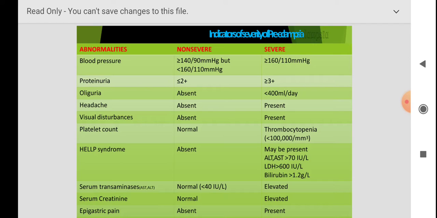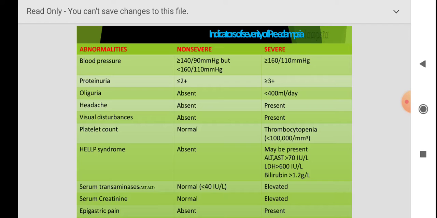The preeclampsia. When the BP is more than 140/90 but less than 160/110, it's called non-severe. When it is more than 160/110, it is severe. Proteinuria, if it is less than or equal to 2 plus on dipstick examination, it is non-severe. Once it is more than 3 plus, it is severe. Oliguria is absent in the non-severe disease, whereas it is present, that is less than 400 ml urine production in 24 hours. It indicates towards the severity of the disease.